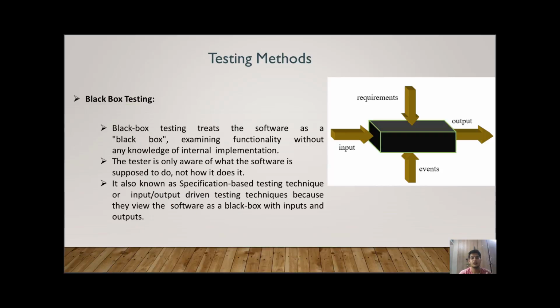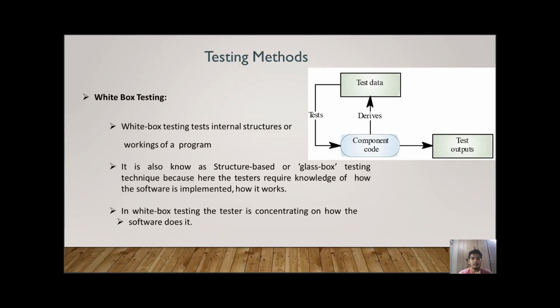Testing methods. Basically, there are two types of testing methods: black box testing and white box testing. First, black box testing. Black box testing is a type of testing in which the user or the tester does not have any knowledge about the working or the coding of it. It just depends on input and output. Second, white box testing. White box testing depends on the internal structure of the program and its working, how the software is working, what will be the output, and what are all the loops and functions of the software.